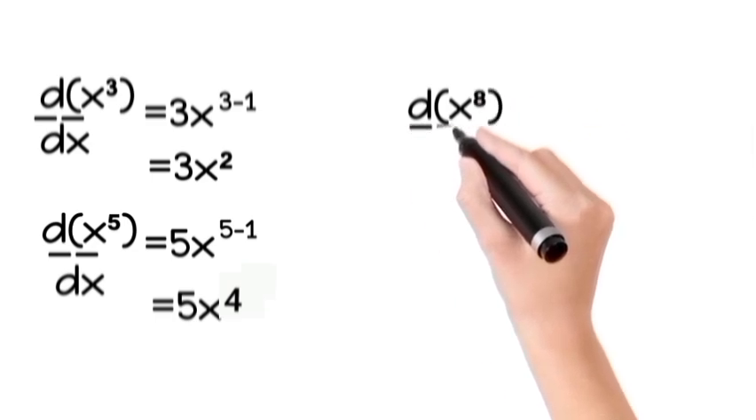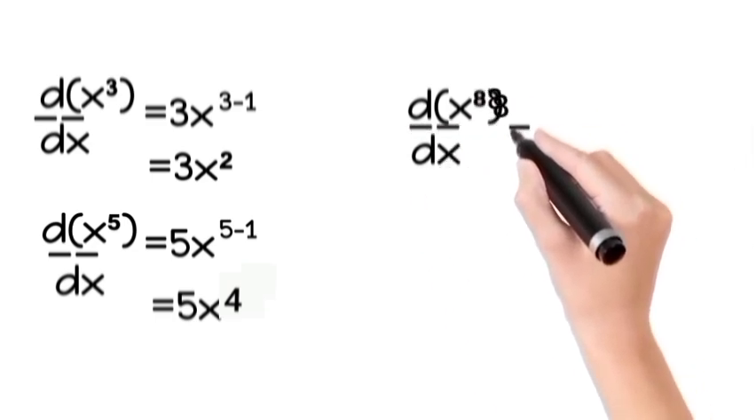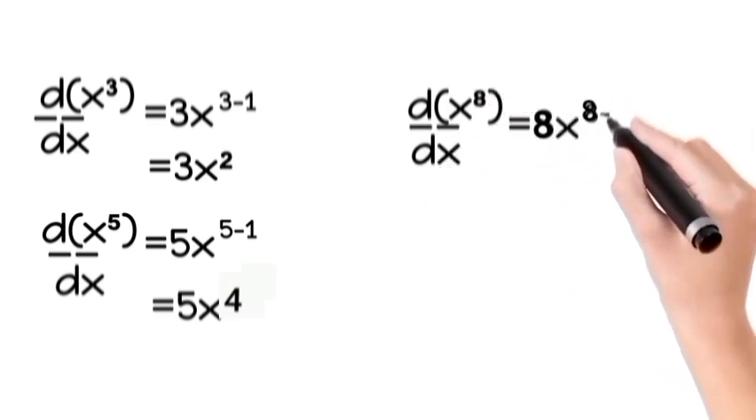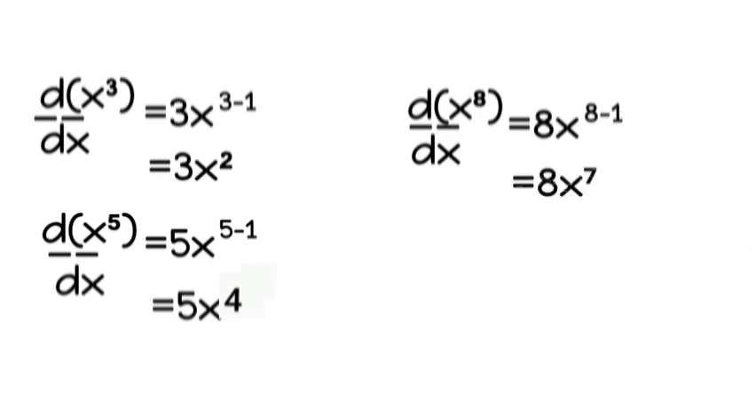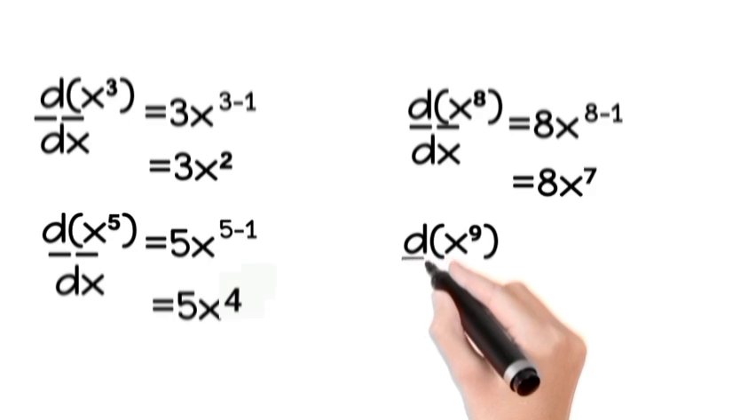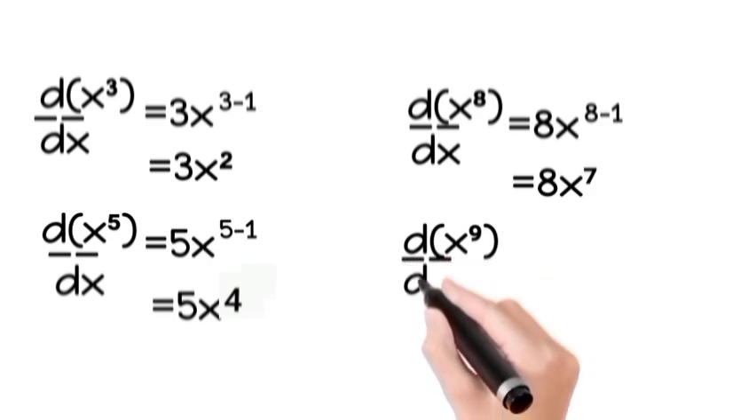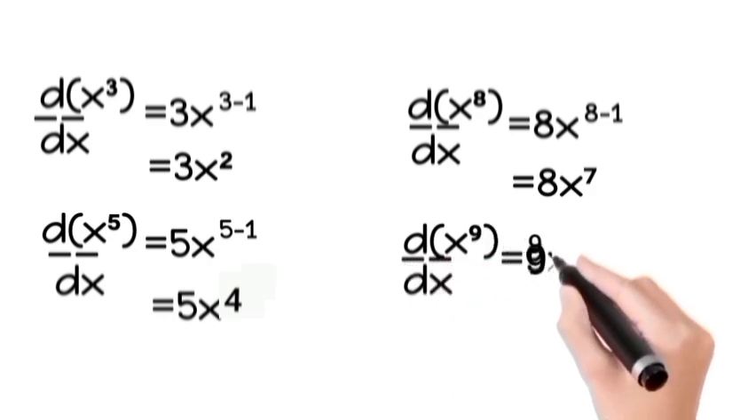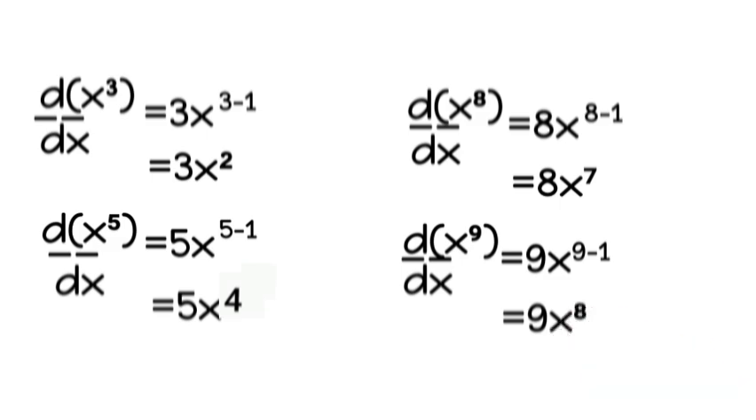Example: the derivative of x to the power of 8 with respect to x is equal to 8x to the power 8 minus 1, and 8 minus 1 is 7, so the final answer is 8x to the power of 7. Example: the derivative of x to the power of 9 with respect to x is equal to 9x to the power 9 minus 1, and so the final answer is 9x to the power of 8. These are examples of finding the derivatives of positive exponents.